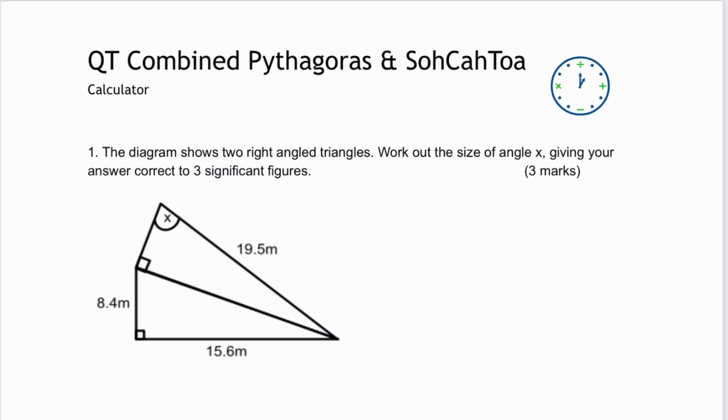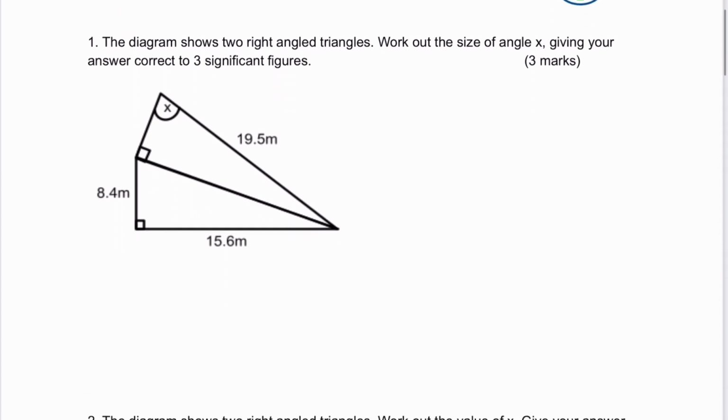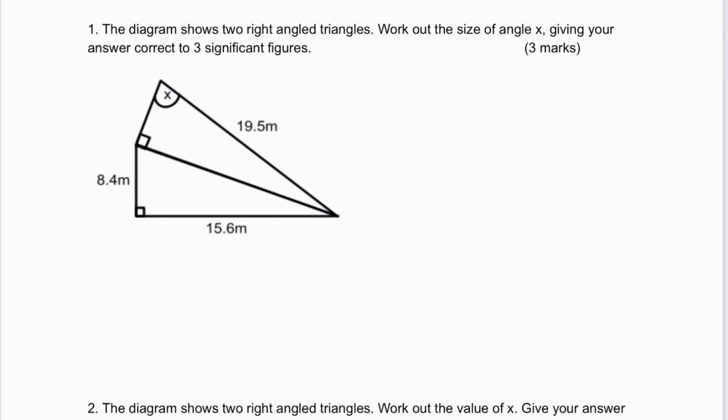Okay, so in this particular video we're going to be looking at combined Pythagoras and SohCahToa questions. They are fairly straightforward, but you do need to be able to separate the two from each other. So when we're looking at, say, question 1, in order for us to find out the value of x, we need to know the value of this particular line across here, which is actually the hypotenuse of triangle A.